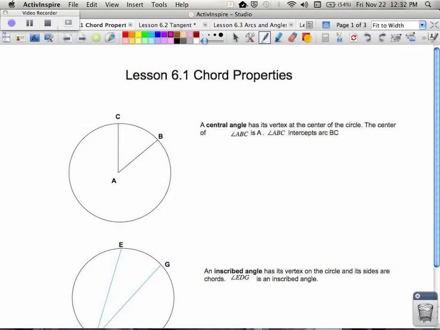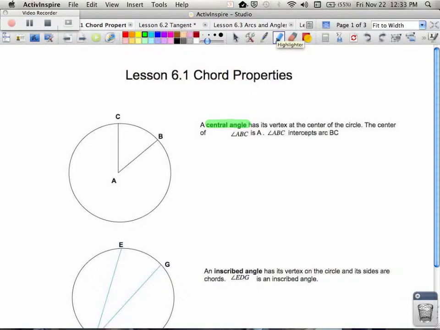In lesson 6.1, we're going to be starting circles and specifically talking about properties of these circles. So the first thing that you need to know is that in a circle we have something called a central angle, and that central angle has its vertex at the center of the circle. So for example, in the picture that you see on the top left, the center of our circle A is A, and you'll notice that the angle ABC is intercepting an arc called BC.